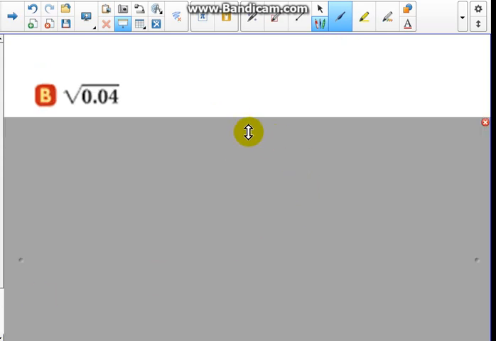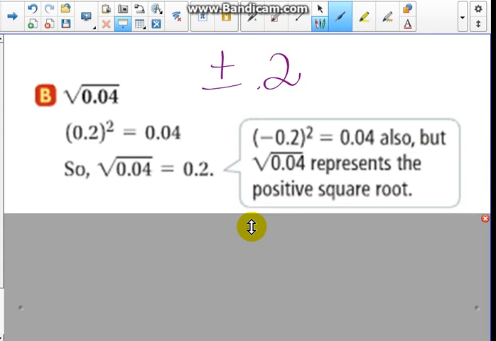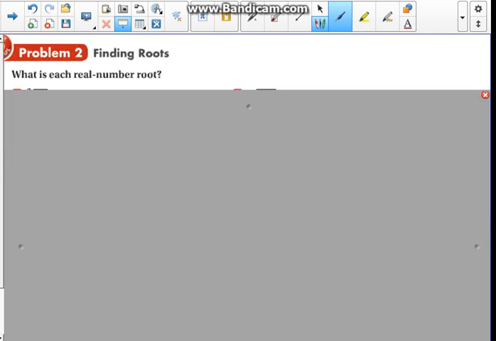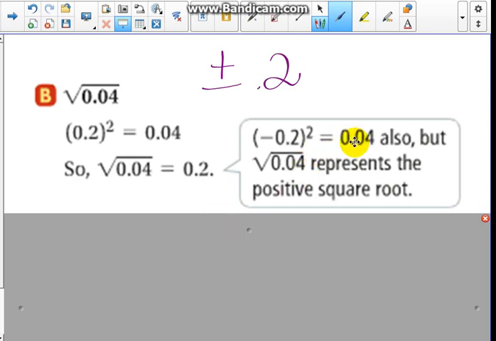B, so now this is a square root, so it's even, and our radicand's positive, so we know it's going to be a positive negative number. So what are we going to multiply together and get that? 0.2. Okay. Oh, did they ask us? Oh, real number root. What is each real number root? So we're just going to give them the positive of that. The positive square root. Okay.